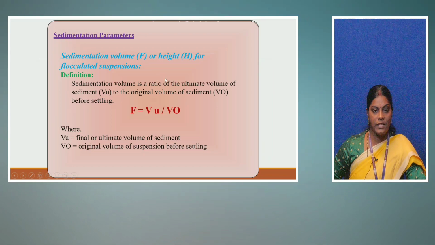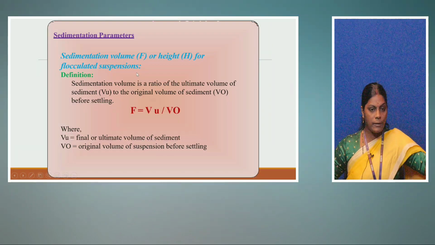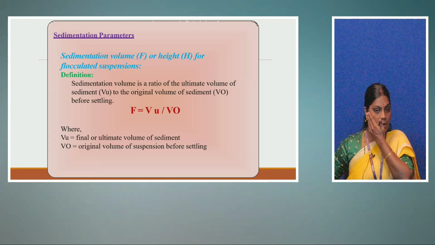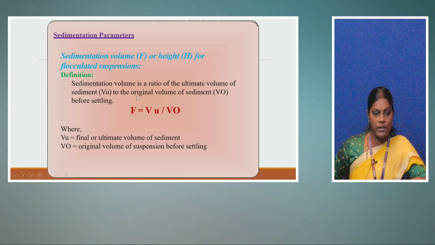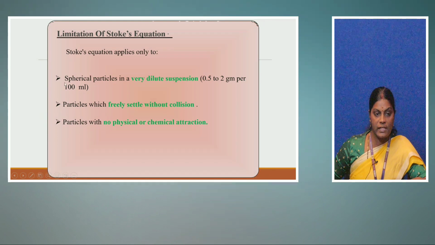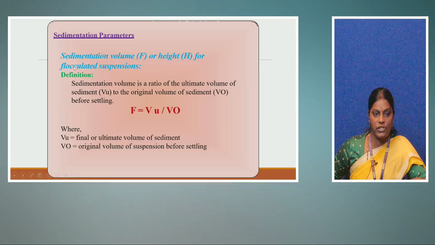Next, coming to sedimentation parameters. If a suspension is not following these properties, that is, the particles are irregular in shape, the concentration of suspended particles is high, and there are collisions and some physical or chemical attractions, then it is not possible to apply it. So to estimate the stability of the suspension, some sedimentation parameters are useful. Those are sedimentation volume and degree of flocculation.